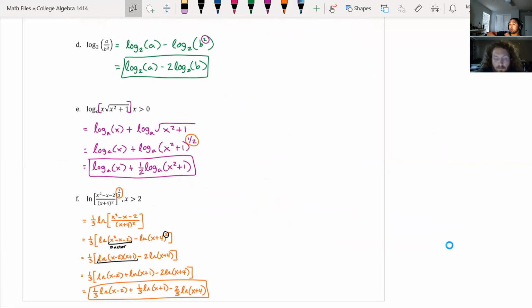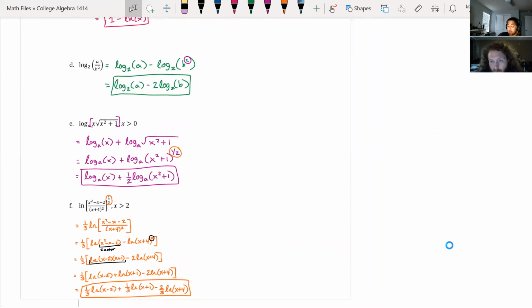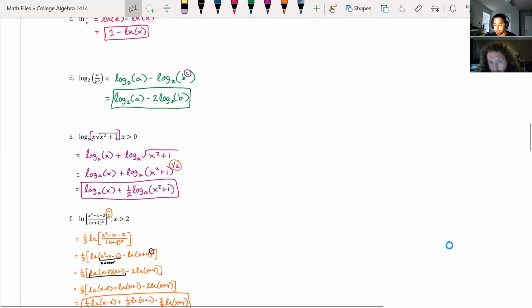And that is how you expand those logs using the 3 main log properties, and of course, some of the other ones we have learned so far.